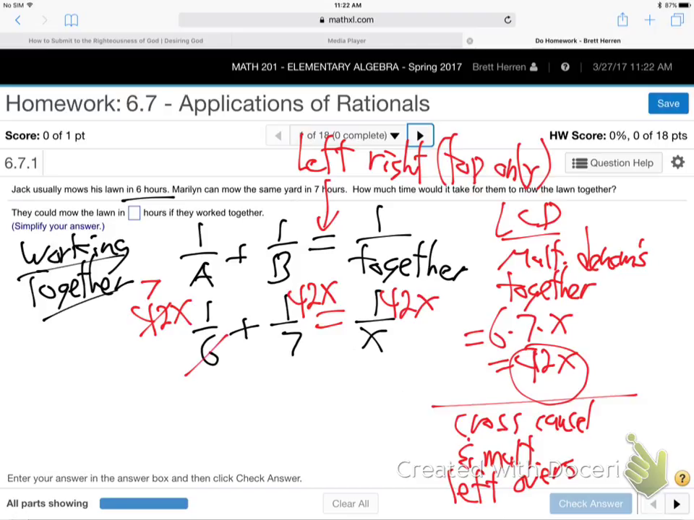Yeah, what's not crossed out? What's left over? Because I said multiply the leftovers. What's left over? 7 times x times 1. 7x. Right? 7 times 1 is 7, times x is 7x. Good so far?